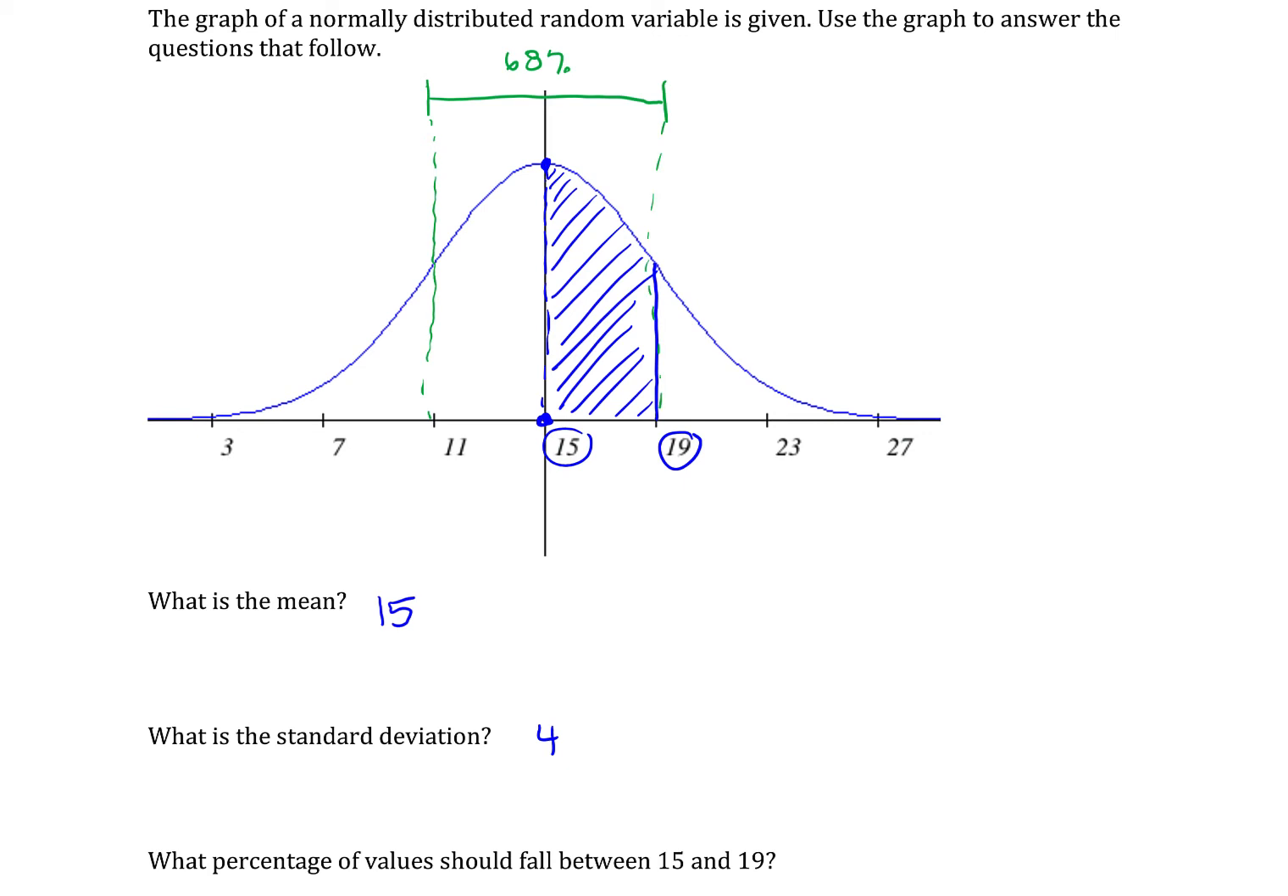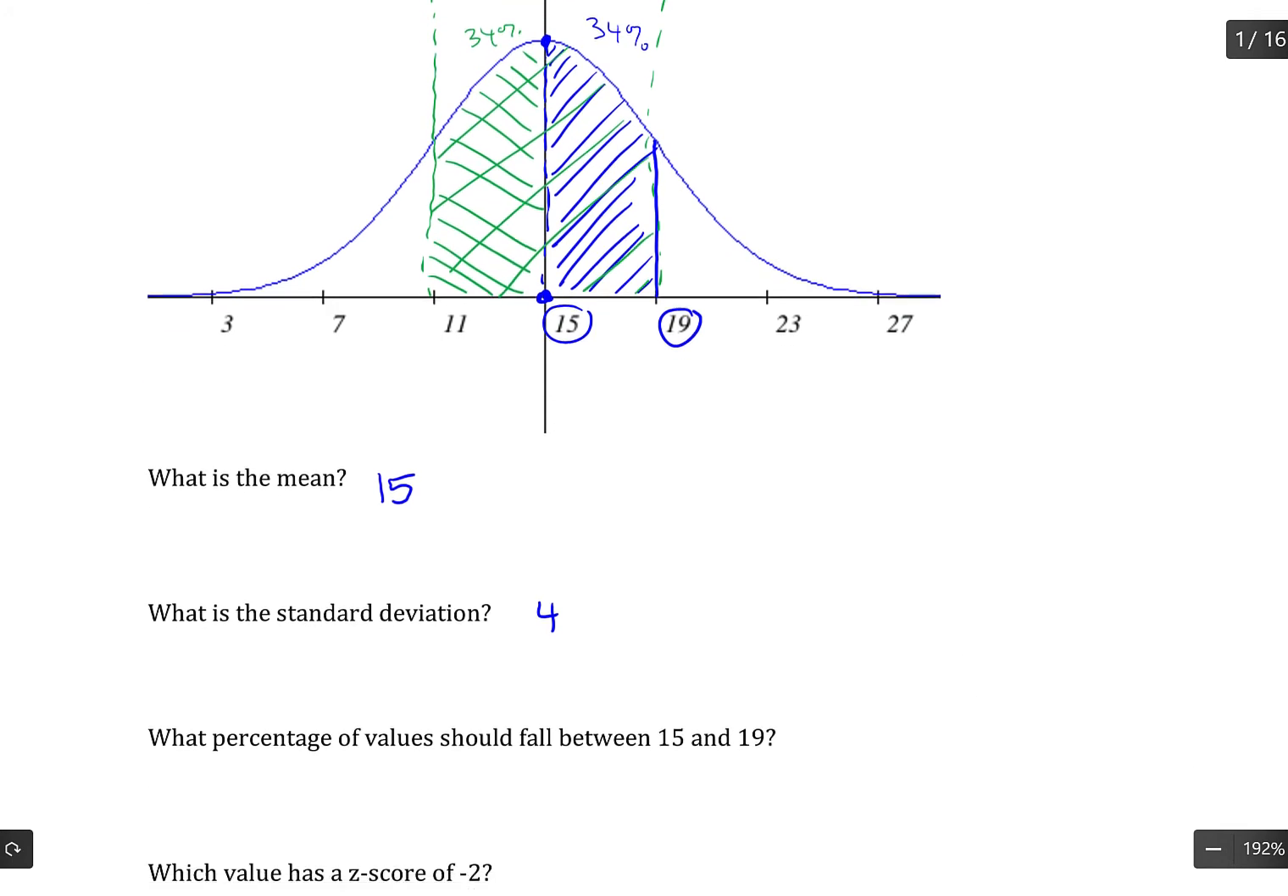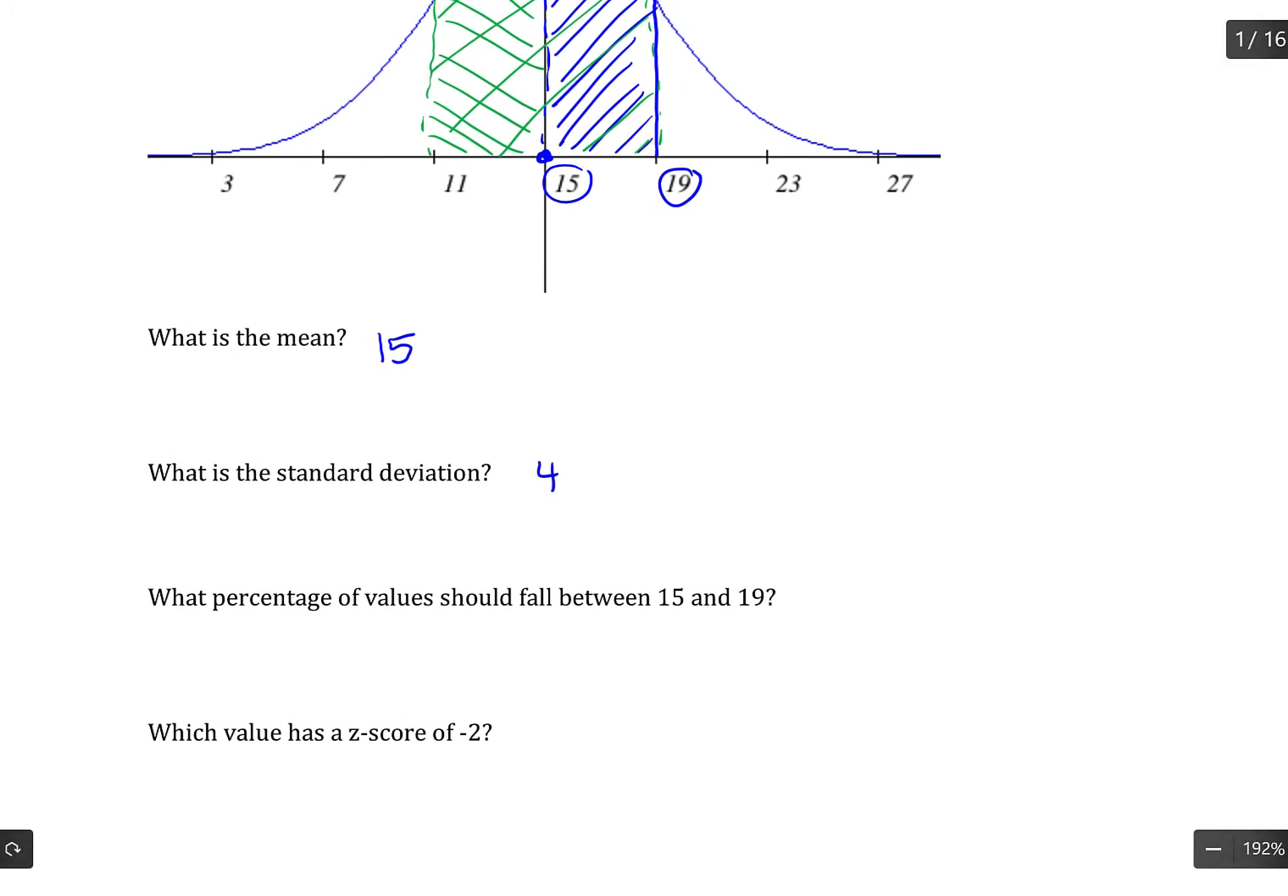But that is all the way across here. We don't need this area down here to the left. And the way that we handle that is, since this distribution is perfectly symmetric, there's 34% on the right-hand side of that and 34% on the left-hand side. So between 15 and 19 is just half of 68%, which is 34%.